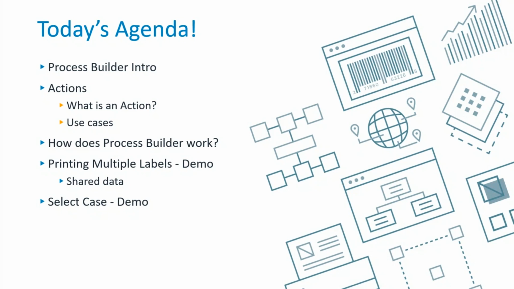And then we're going to do a couple of demos. The first one is going to be printing multiple labels, and we're going to share data across those multiple labels. That's going to be a pretty simple example. And then a little bit more complex, it's going to be the select case demo. If you're not sure what that is, it's okay. We're going to explain it and cover it, and we'll see how that works as well.